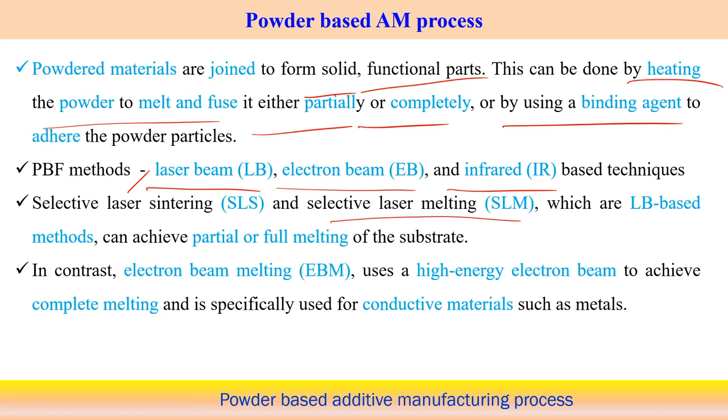But in contrast, electron beam melting can be used, where a high energy electron beam is basically utilized in these cases to complete the melting process, and this is applicable in case of conductive materials. And another advantage of the electron beam melting process is that it can be performed under vacuum. So in this case contamination can be minimized, or there might not be any contamination or defect associated with this additive manufacturing component.